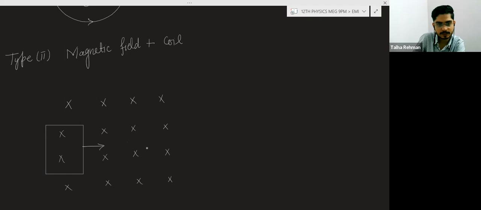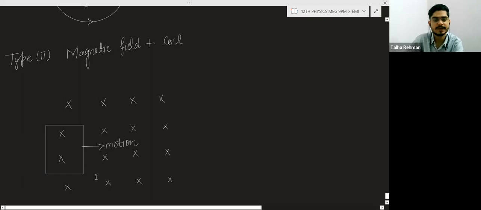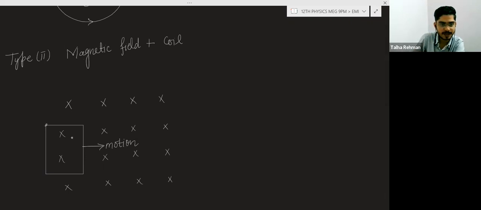So like this. This is the motion of the coil. This is a rectangular coil. Suppose I have given the name ABCD to the coil. It is a rectangular coil, and here the magnetic field is inwards.